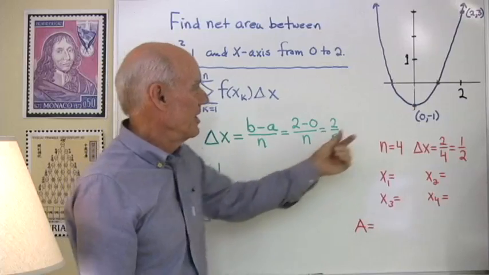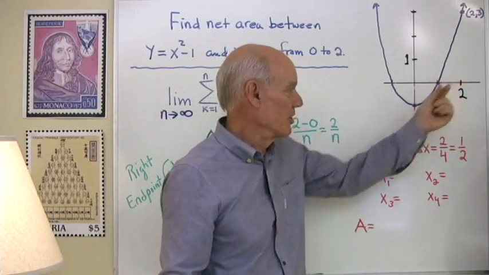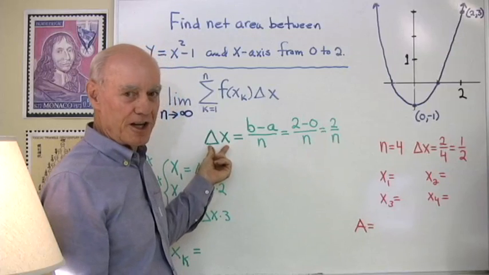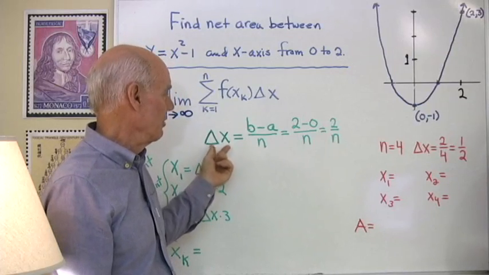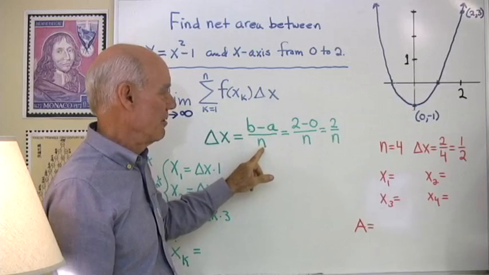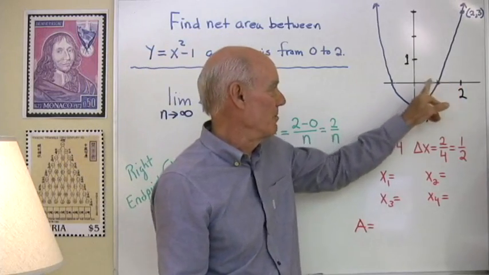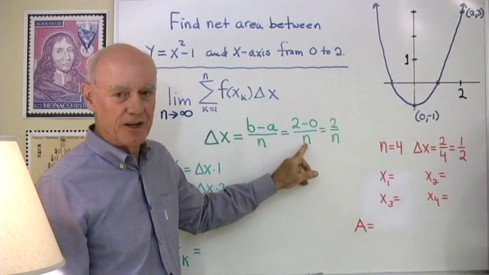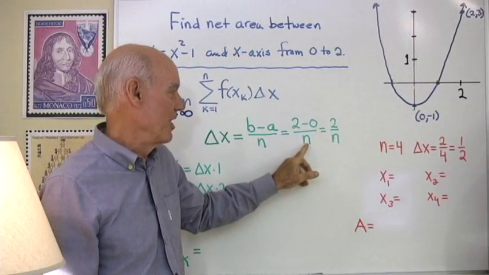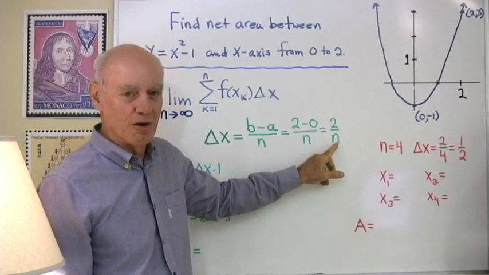To find the length of the little subintervals, called delta x, which is the width of each rectangle, we just take b minus a over n, which in this case is 2 minus 0 over n, the number of little subintervals we want. So that comes out to be 2 over n.